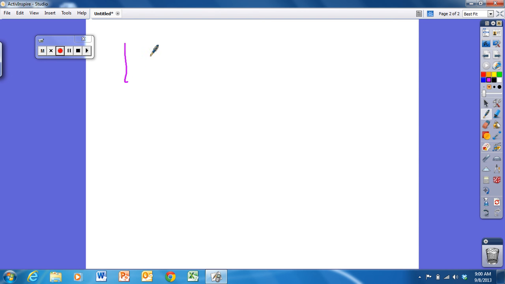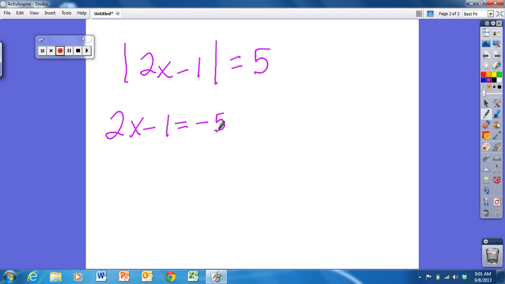The absolute value of 2x minus 1 equals 5. That means this expression is 5 units away from 0. So it could be two possible things. We could say 2x minus 1 equals negative 5, or 2x minus 1 equals 5. Both of those are correct. So we solve both equations.